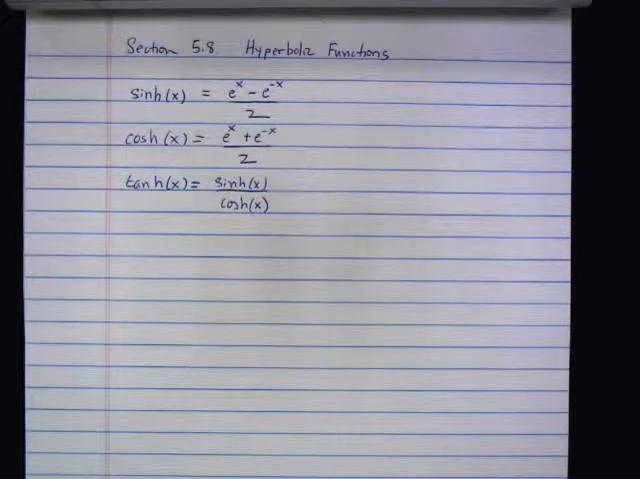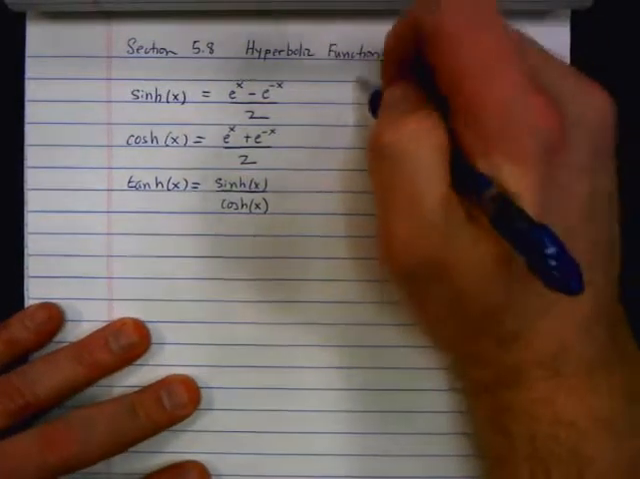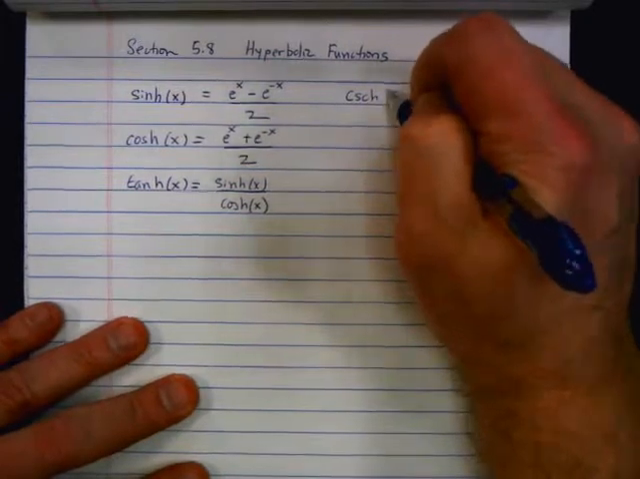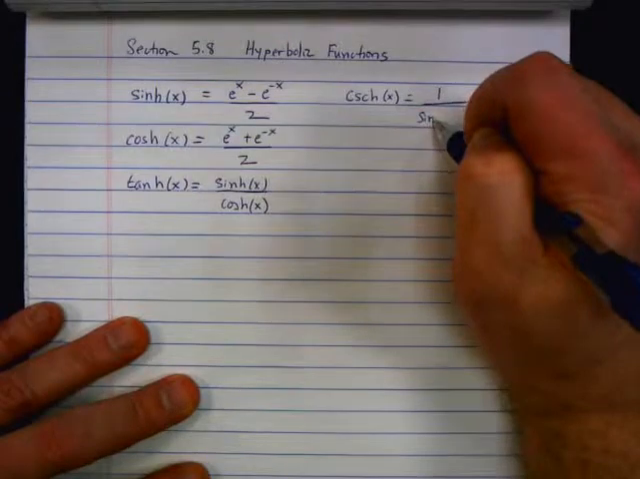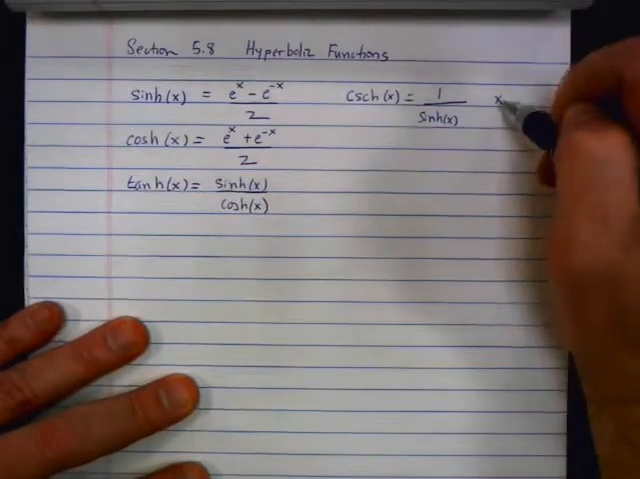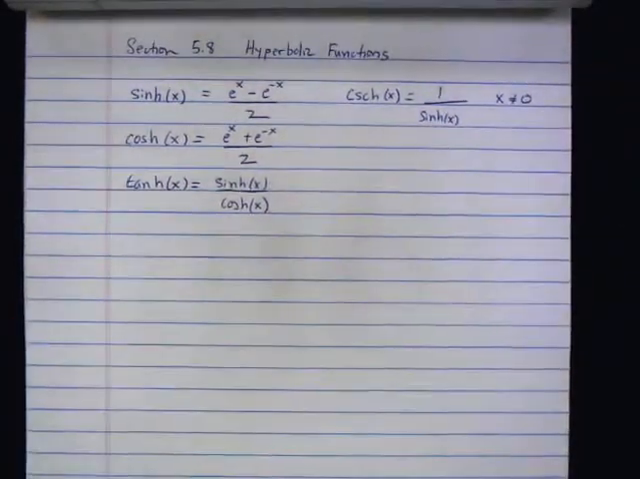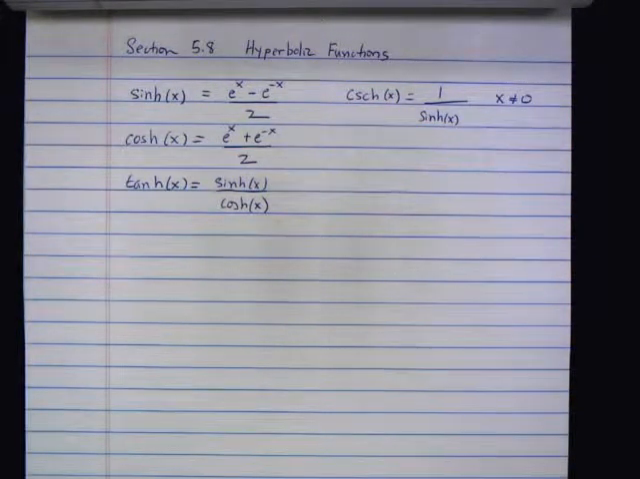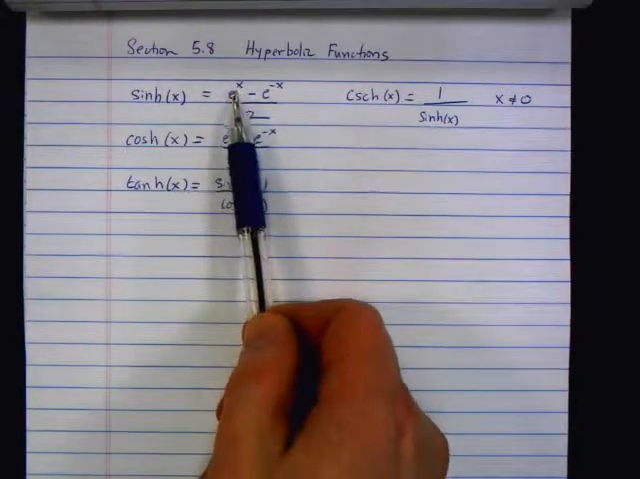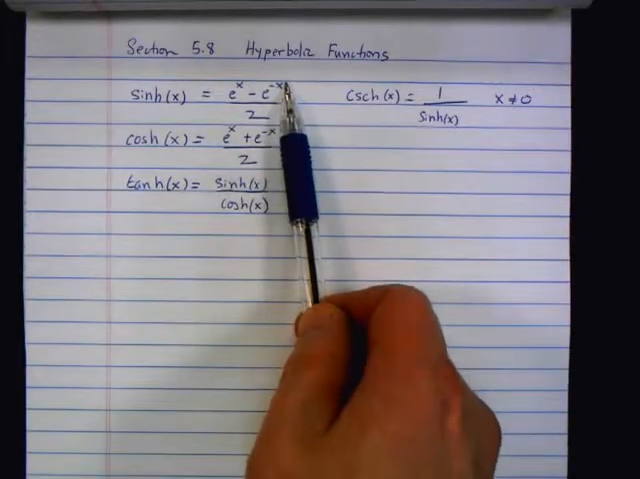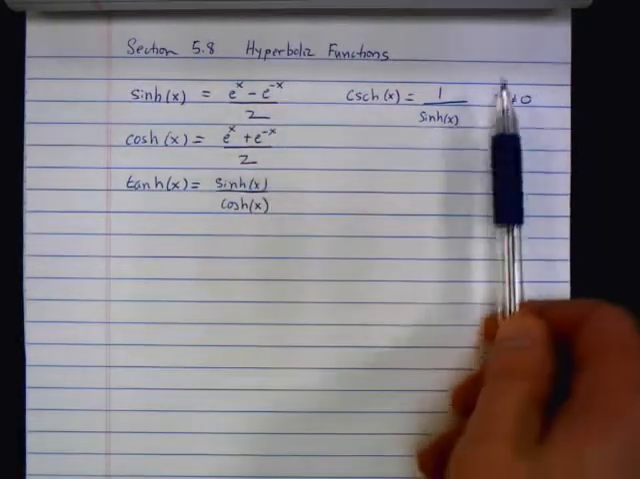What are the other half? The cofunctions, they're called. So we've got hyperbolic cosecant is 1 over hyperbolic sine. And for this one, we have to have a little rule, x can't be 0. How come x can't be 0? You would be dividing by 0, because notice if I plug 0 into hyperbolic sine, I get e to the 0, which is 1, minus e to the 0, which is 1. 1 minus 1 is 0. So if x is 0, you get 0 on the bottom.